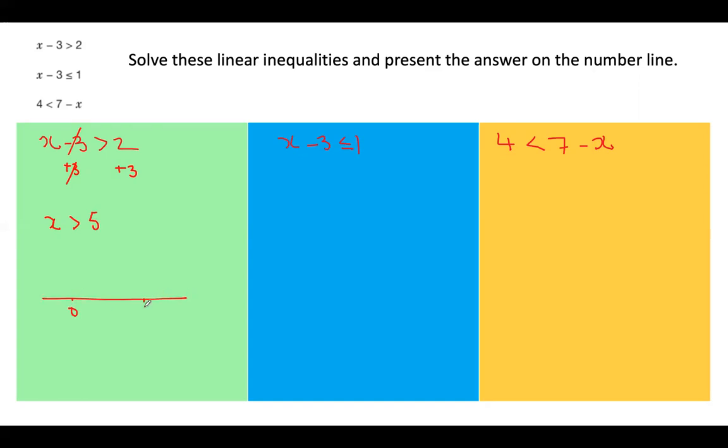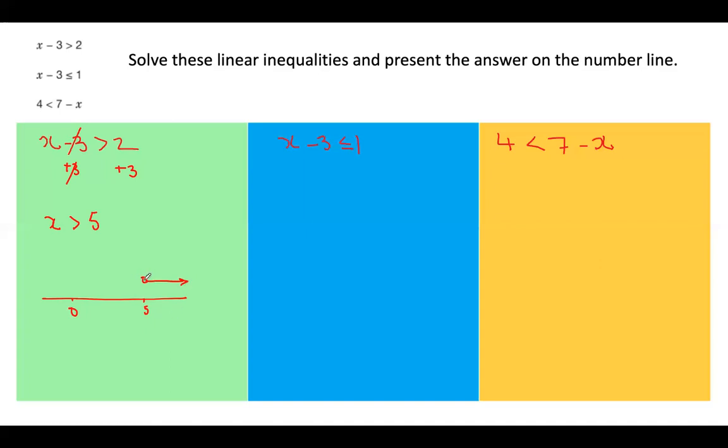Plot 5 somewhere on the line. Make sure it's somewhere bigger than 5. Now, x bigger than 5. How do we represent x bigger than 5? Place an empty circle above the 5 and draw an arrow on the right-hand side.